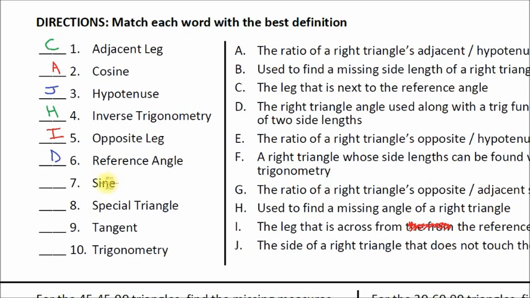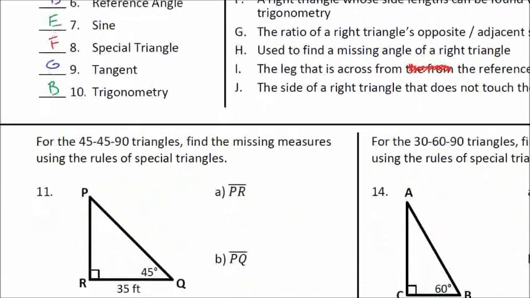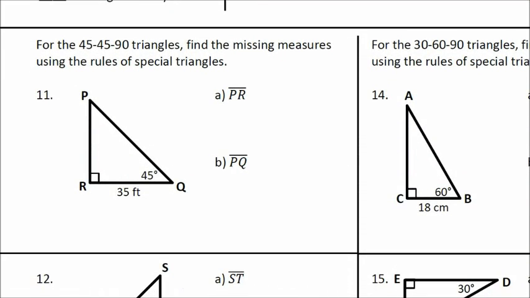Next one, sine. SOHCAHTOA. Sine is opposite over hypotenuse, which is letter E. Special triangle, well, we learned special triangles are triangles that we can find the lengths of the sides without using trigonometry. That's letter F. And then tangent, SOHCAHTOA, TOA, opposite over adjacent, which is letter G. And the last one, trigonometry. What is trigonometry? It is used to find missing side lengths of a right triangle, which is letter B. So there's our vocab.